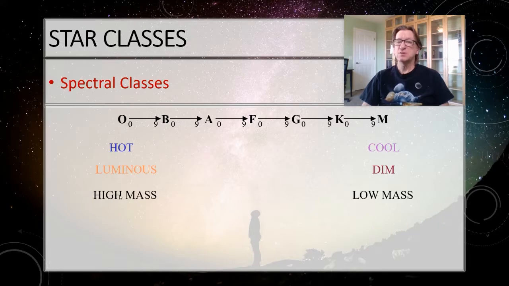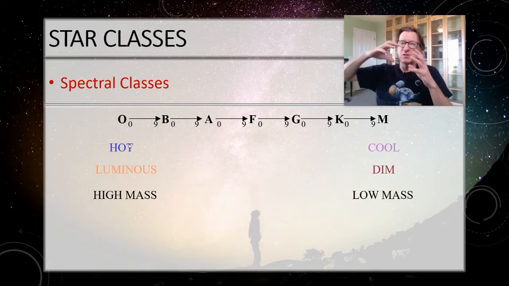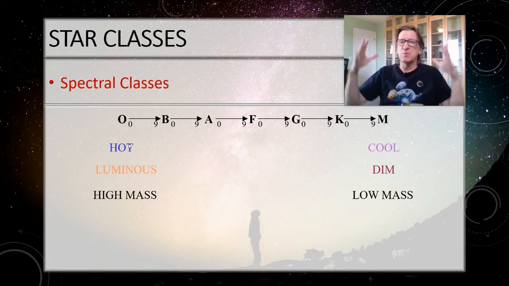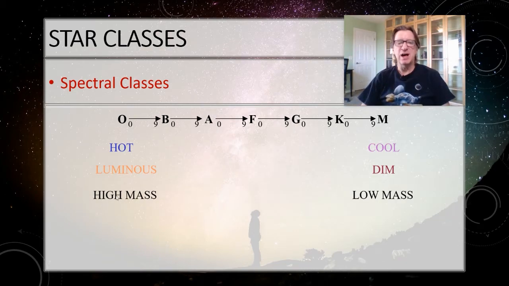The O-type stars are very high mass. And if you think about it, that makes sense. These things are hot because they're squeezing harder. And we'll talk about this more next time. But the harder they squeeze, the more energy they're producing. Well, the more mass you have, the harder you can squeeze. So these things have a high mass, whereas the M-type stars have a low mass.